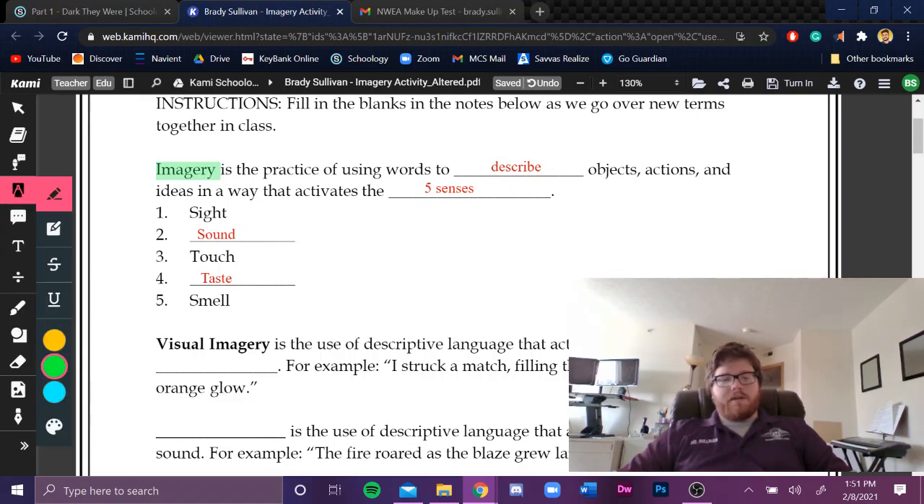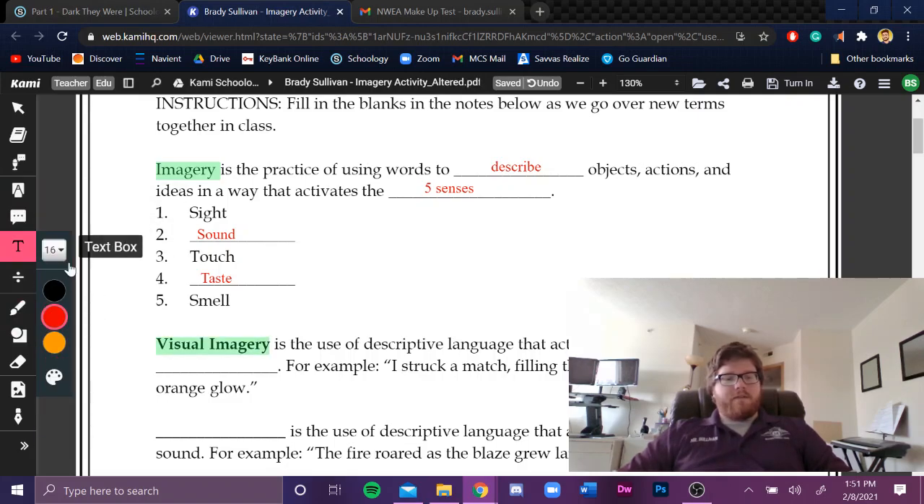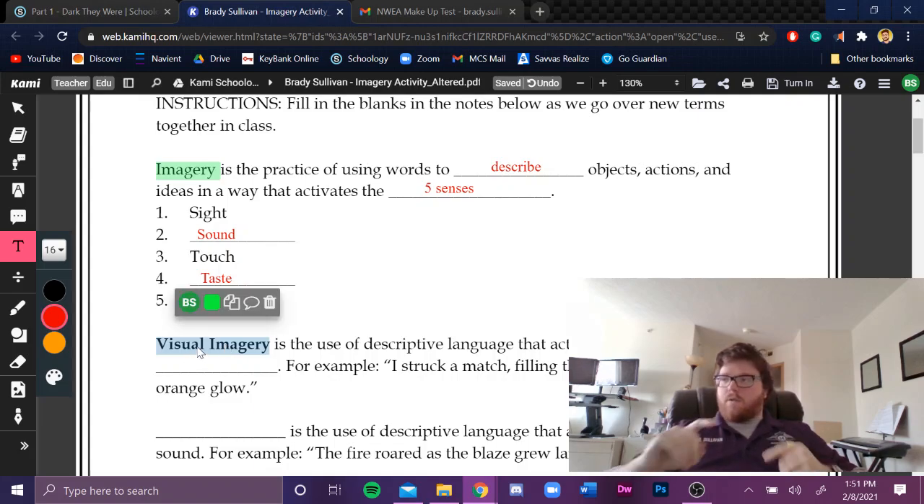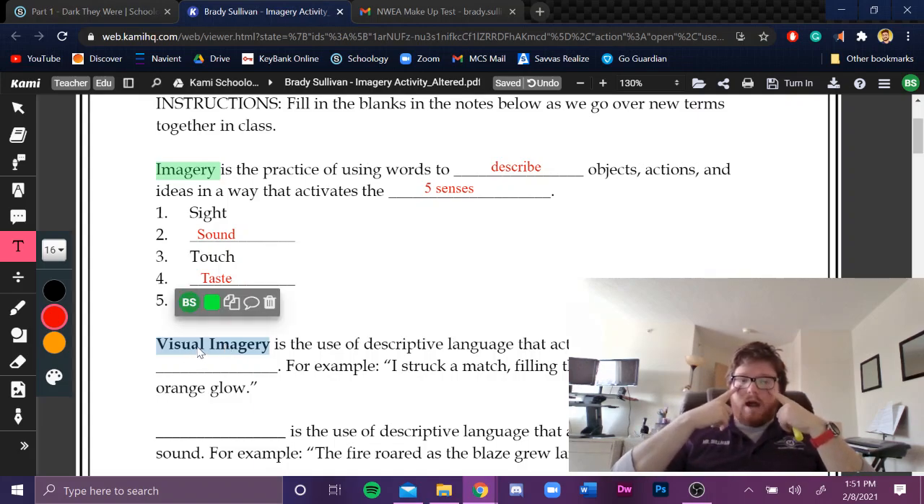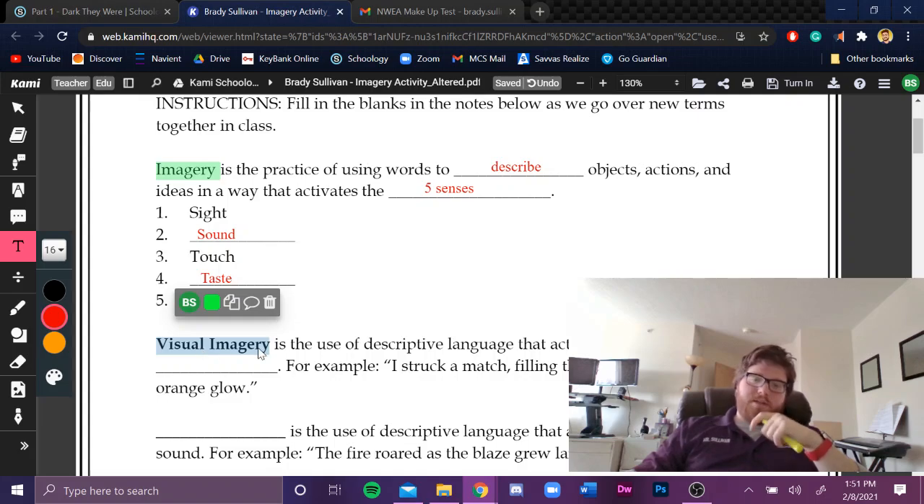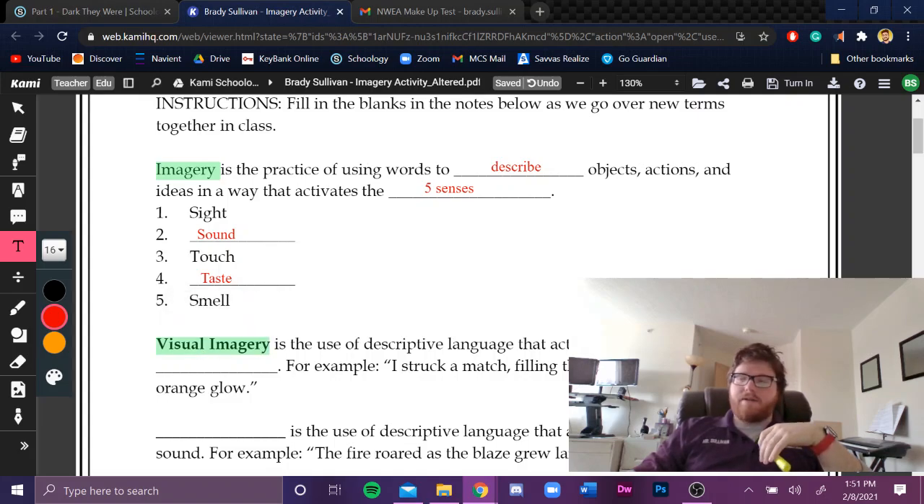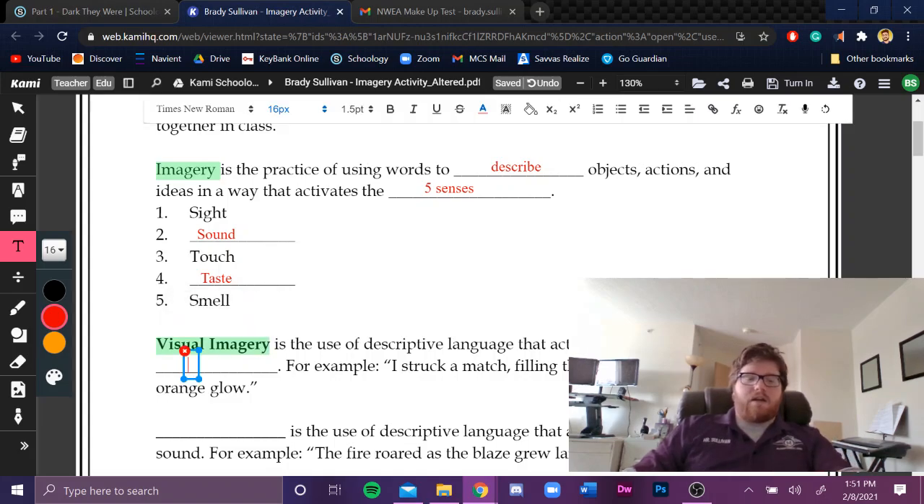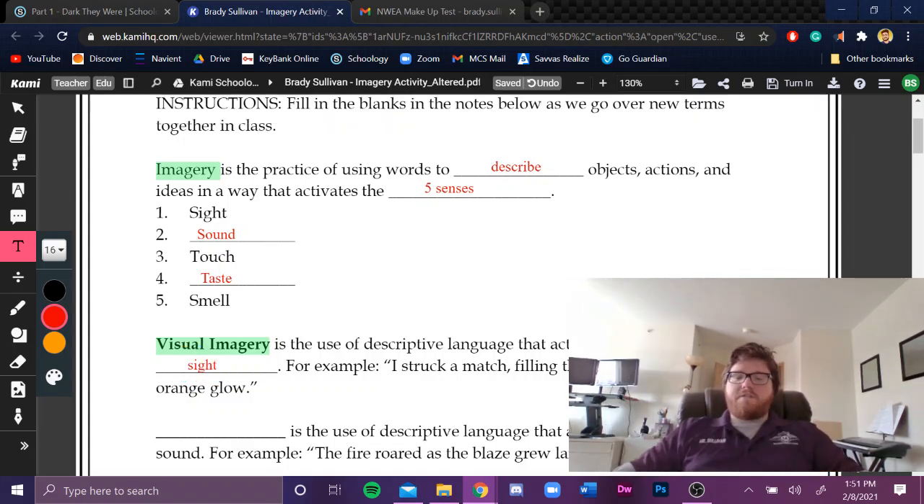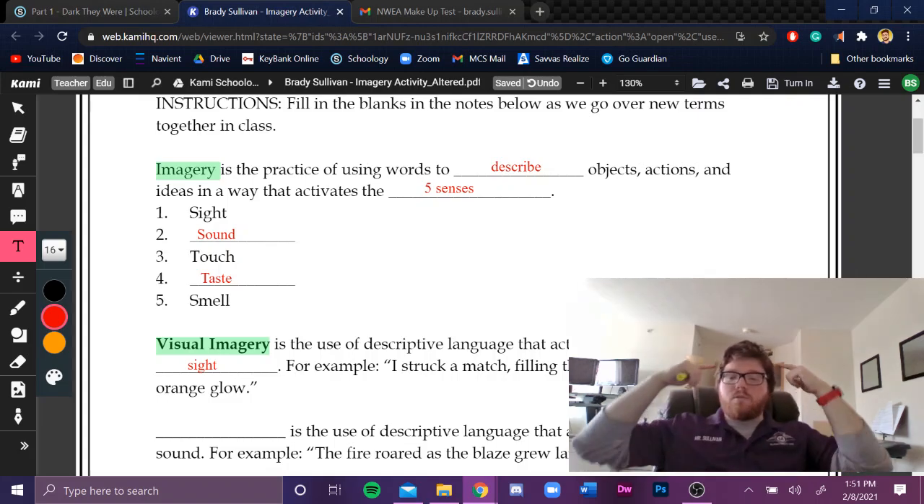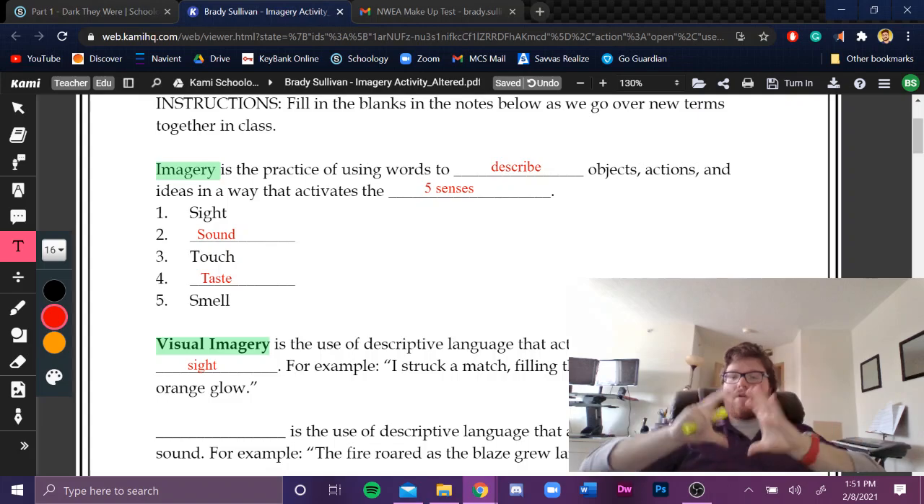Okay, our next new term is visual imagery. Visual imagery is a type of imagery, which imagery is, of course, just the description. Okay, if you know what the word visual means, you know it has to do with your eyes. So visual imagery is descriptive language that activates your sense of sight. Okay, and here's our example. I struck the match, filling the room with a flickering orange glow. When you read that, you should be able to imagine in your head an orange light flickering from a match.